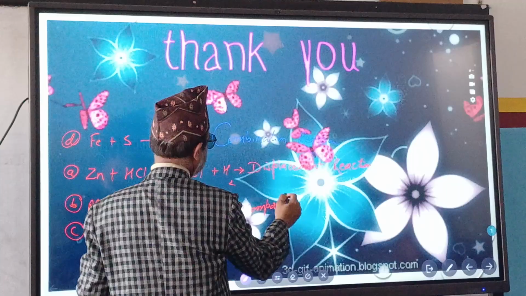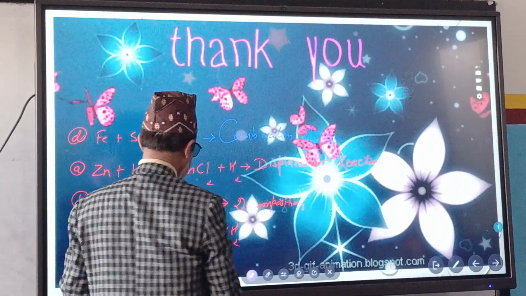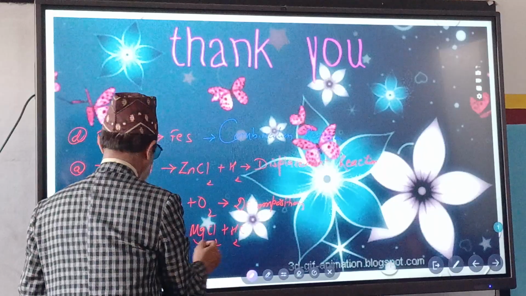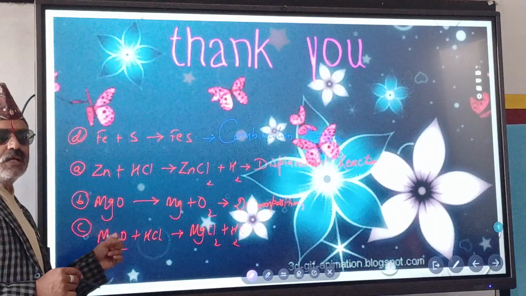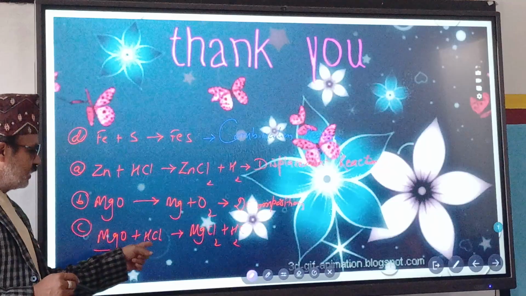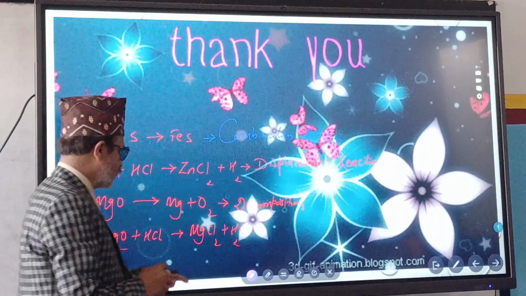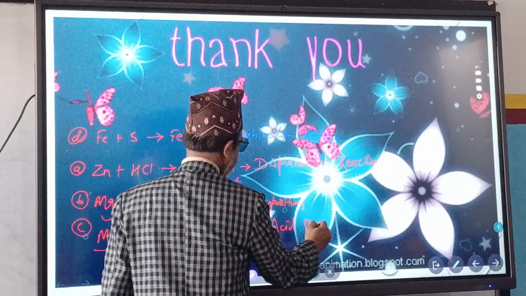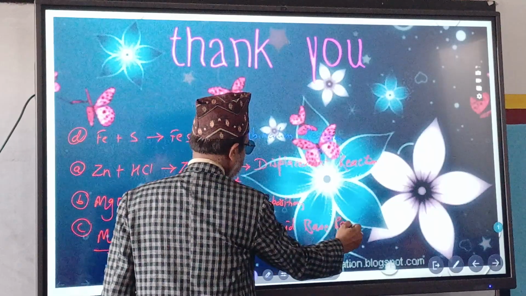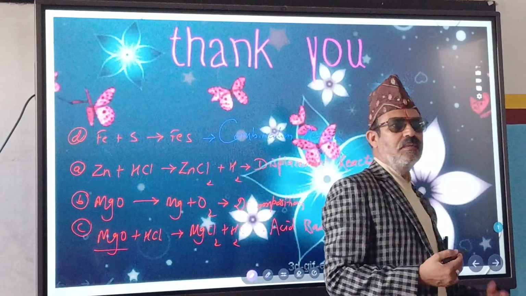Not decomposition. MgO plus HCl gives MgCl2 plus H2O, because H2O is also formed. Here is base. What is this? Base. Metallic oxide or hydroxide is base. And hydrochloric acid, right? So they react together and it is acid base reaction.